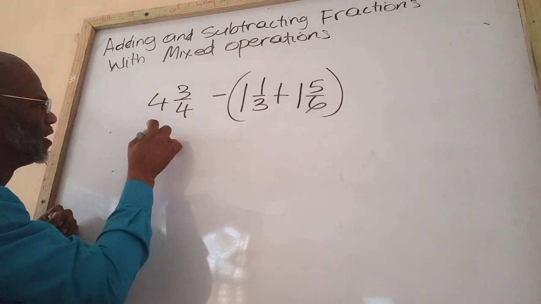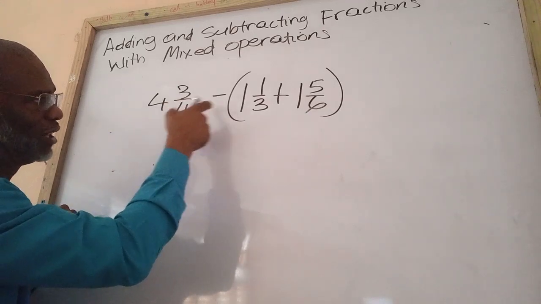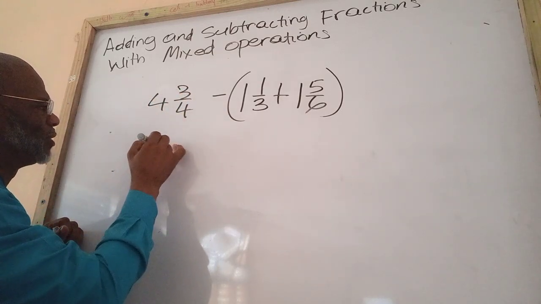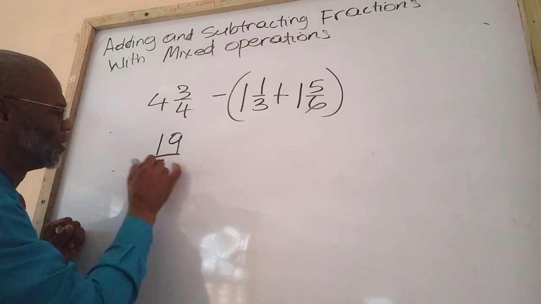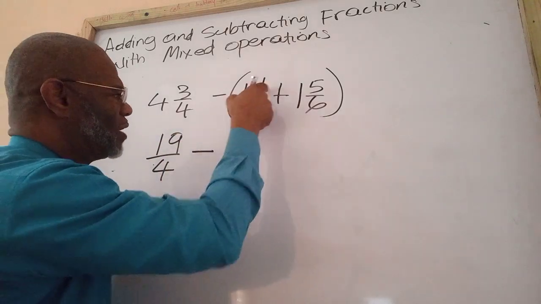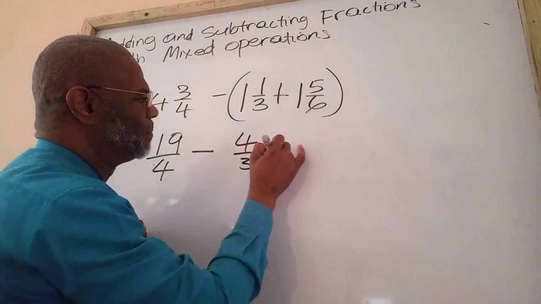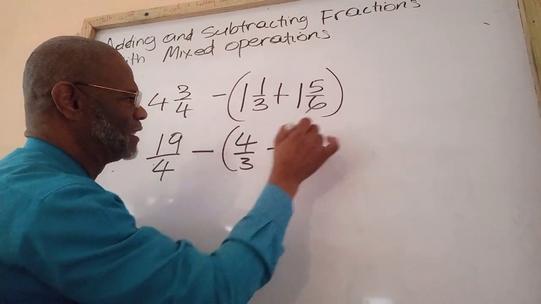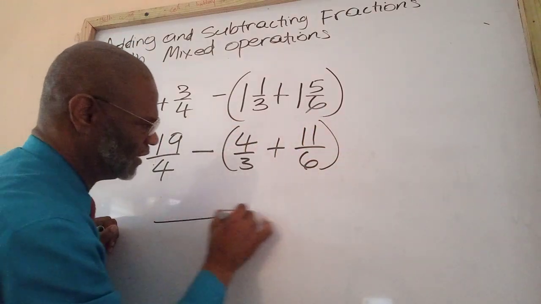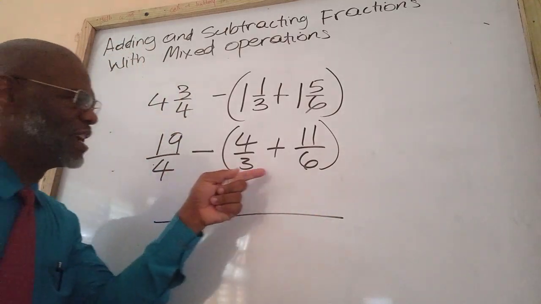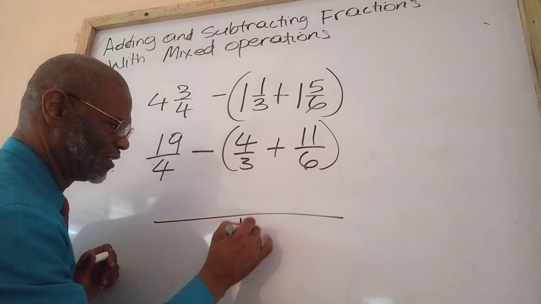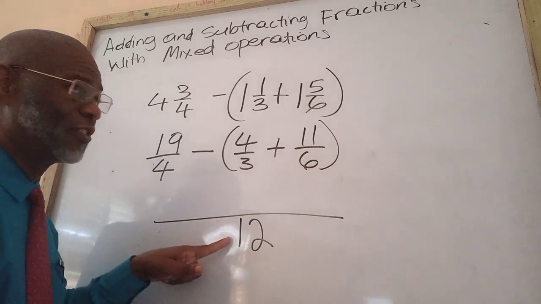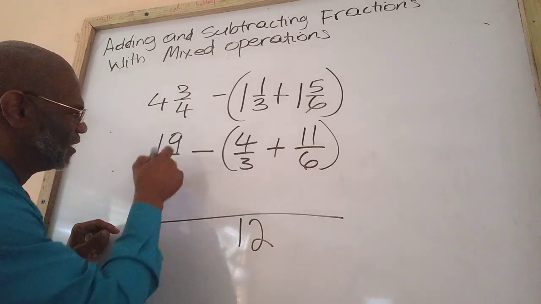So we have now 4 and 3/4. Let's change all of these to improper fractions. 4 fours are 16 and 3, that's 19 over 4, minus 3 ones are 3 and 1, 4 over 3, plus 6 ones are 6 and 5, 11 over 6. All of this is inside a bracket. Now the LCM of 4, 3, and 6 is 12. So 4 into 12 is 3. 3 times 19 is what?